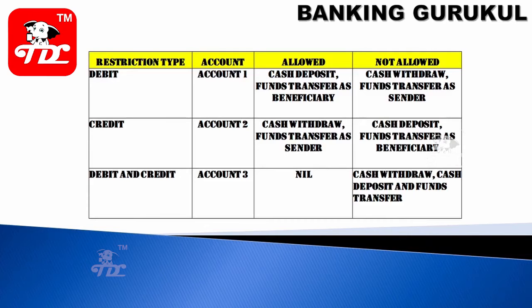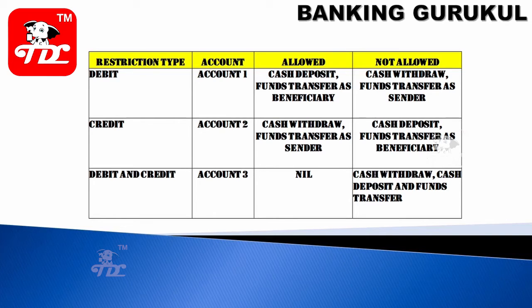I'll take one example. Okay, a debit restriction is there on account number 1. What transactions can the customer do, and what is the customer not allowed to do? In a debit restriction for an account number, the customer can do cash deposits and can receive money from another bank. In the same way, he can't do any cash withdrawal and he can't transfer money from his account to another account.